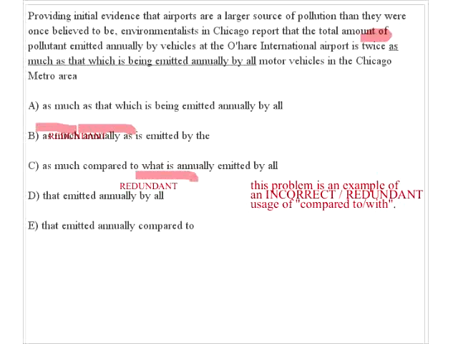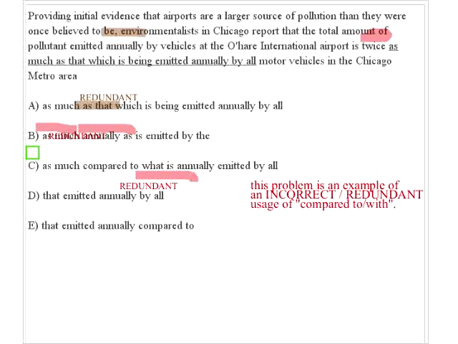Some other things wrong here. This "annually" is in the wrong place. Notice here you've got the pollution emitted annually is twice as much annually. That's two "annuallys" in the same part. Okay, so this is redundant for a different reason. Notice "annually" is in the correct answer as well. The correct answer here is D. But D has "annually" in a good place. You've got parallel structures.